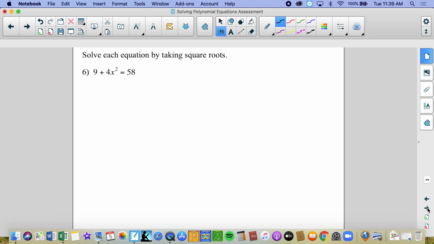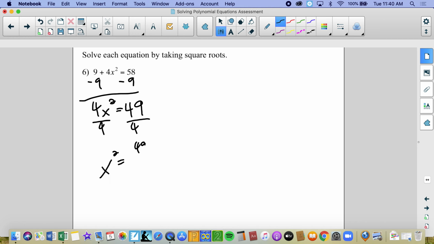All right. Now we move on to the next technique, which is square roots. Well, notice that square roots, we're only going to have one variable. Whenever you have one variable, and it's being squared, you're going to use the square root technique. That's going to be the easiest way. So when we have the square root technique, we're going to isolate our variable. We get x squared equals 49/4.